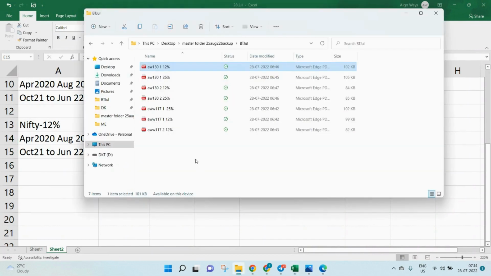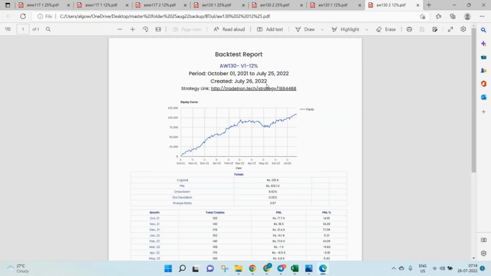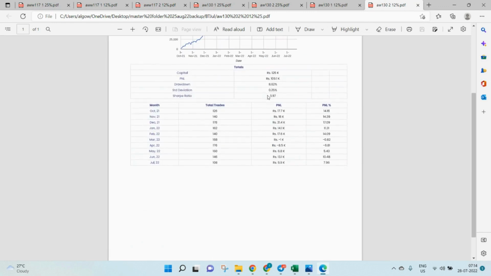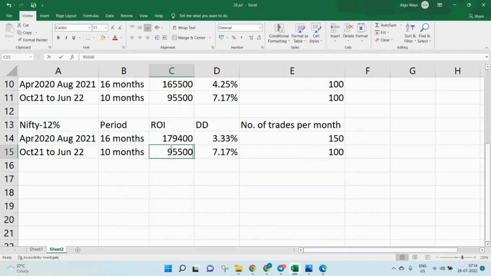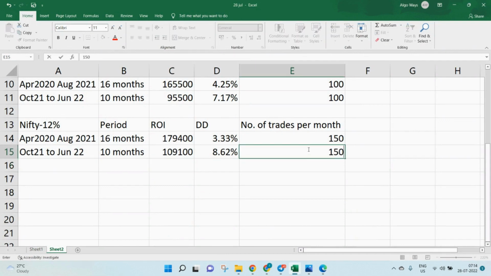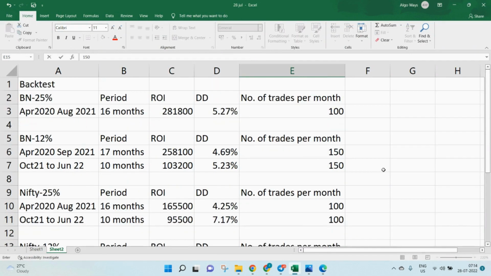And for the next period, what we are discussing here is October to July, that is 10 months. 109,100, 8.62%. Again 150 trades. So this is the summary of the backtest of this particular logic on both the indices, Nifty as well as Bank Nifty.